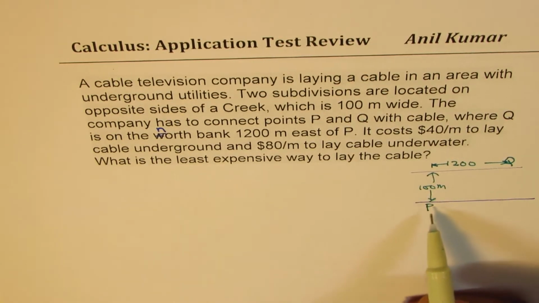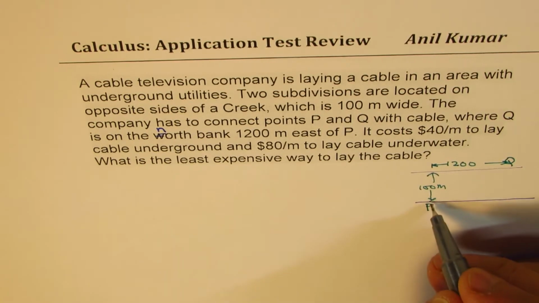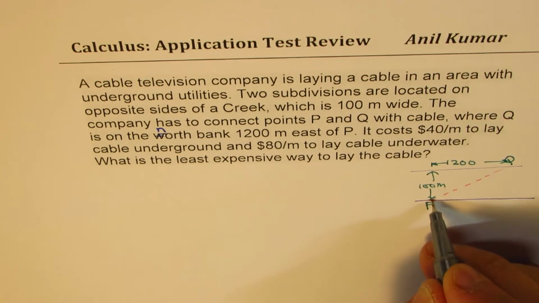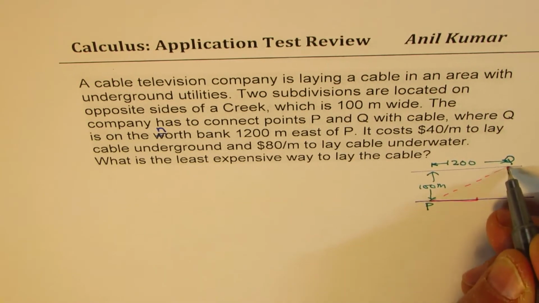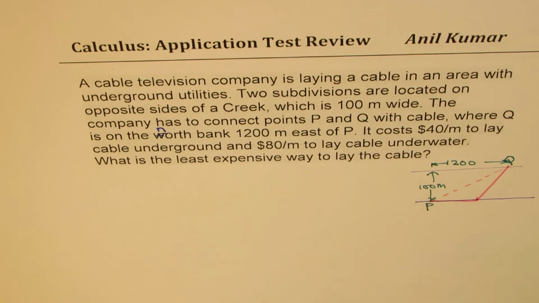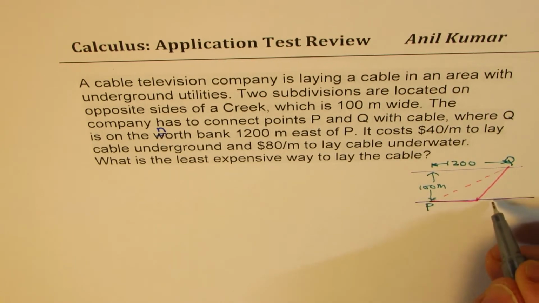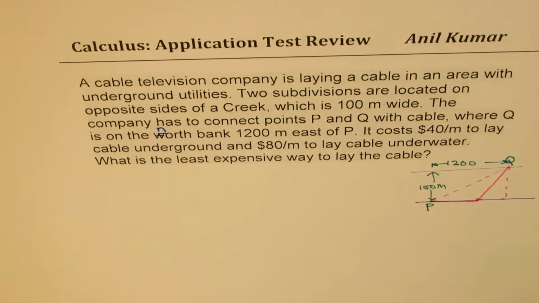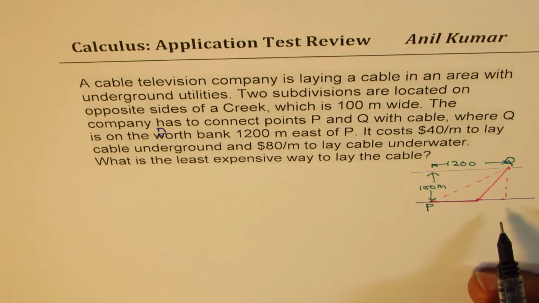We have to lay a cable from P to Q. So one way could be to go direct, right? That could be one way. One way could be to go somewhere here and then go underwater. That could be the other way. The third way could be you go like this and then kind of like this. So these are different ways in which you can lay the cable. Let's figure out what is the minimum cost.